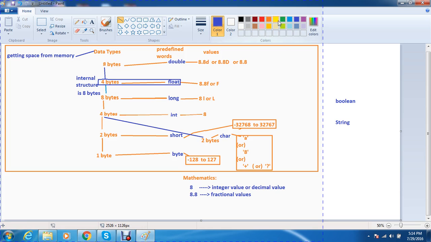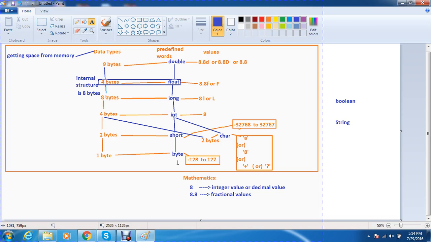Now, if you observe this properly, I can tell byte is child to short, char is child to int, short is child to int, int is child to long, long is child to float, float is child to double. Yes, we can tell, because these data types are mirrors of these memory spaces. Yes or no? Yes, we can tell. I hope you understood this one.